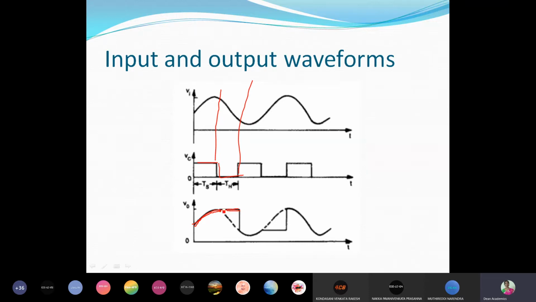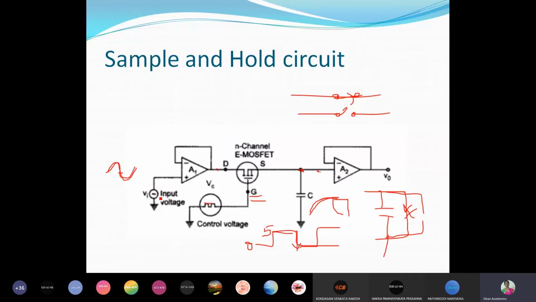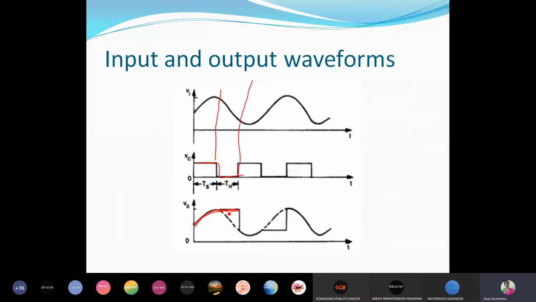Therefore, the capacitor will not discharge and it will remain like that. Okay, so you observe the input voltage is changing positive, negative like that. So the input voltage will be applied to the circuit like that. Here, control is with the switch. Therefore, the input voltage will be changing like that only.